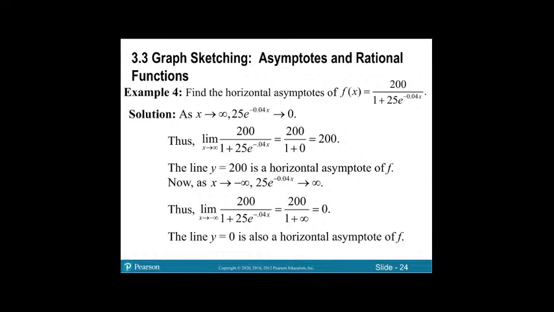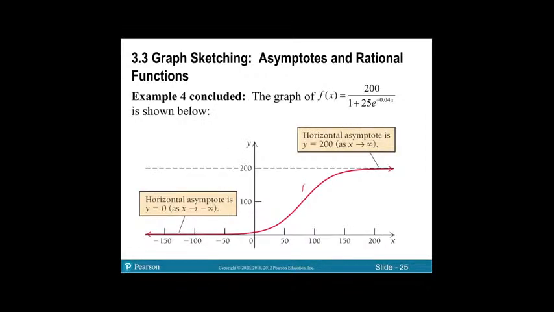So this is going to be the graph of this function. To the right, we have our horizontal asymptote as we go off to the right, and we have a horizontal asymptote as we go off to the left, right? So if you look at this graph, that kind of explains why we're getting a result like that.